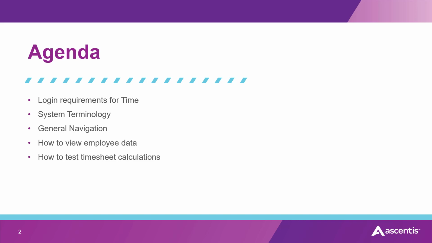Let's recap the items covered in this video. We went through the different login requirements for time, both as an Ascentus client through self-service and a time client through the Time Direct link. We talked about some general system terminology. We navigated throughout the system. We reviewed and updated employee data. And we went and tested some timesheet calculations, including overtime and rounding rules.